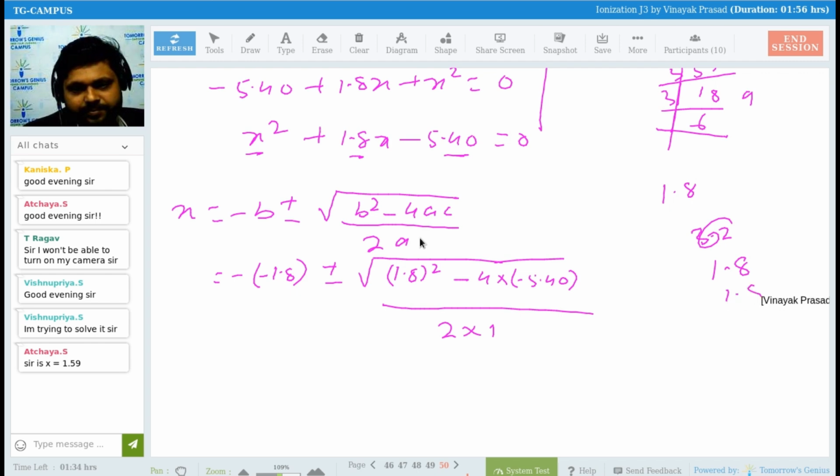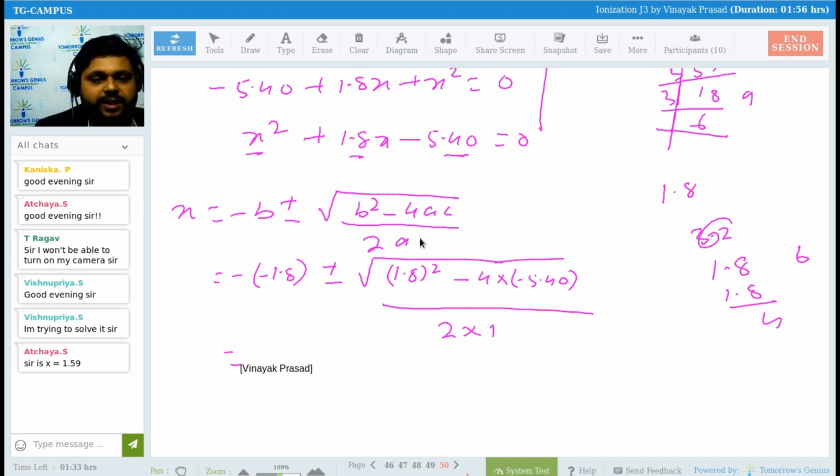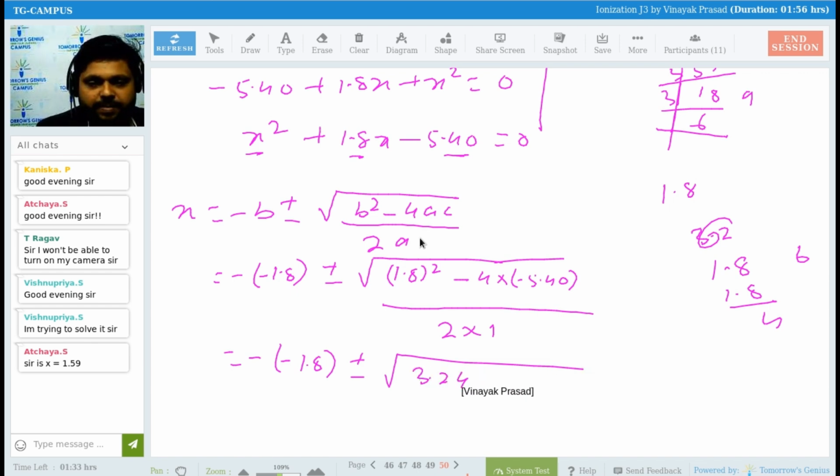1.8 into 1.8: 8 8s are 64, right? 8 1s are 8, 8 plus 6. 3.24, sir. So what will be the value for this? 3.24. So here I will be writing: minus of minus 1.8 plus minus under root, that will be 3.24, right? Plus minus.